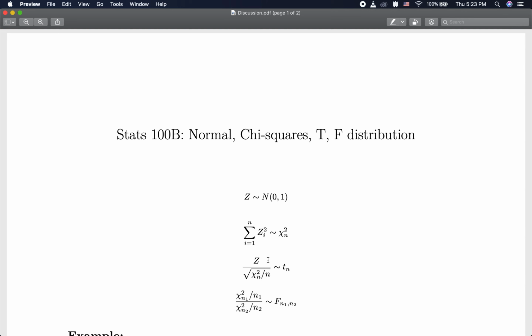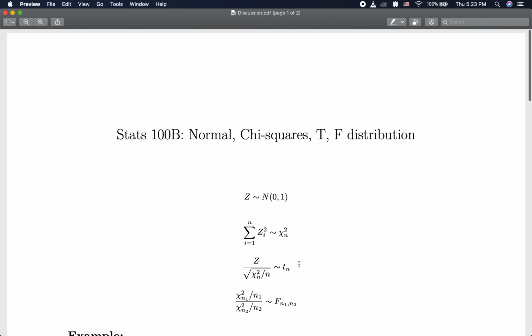Furthermore, if we have a standard normal on the numerator, and for the denominator we have the square root of a chi-square distribution with degree of freedom n, divided by its degree of freedom, then this fraction gives us a t distribution with degree of freedom equal to n.